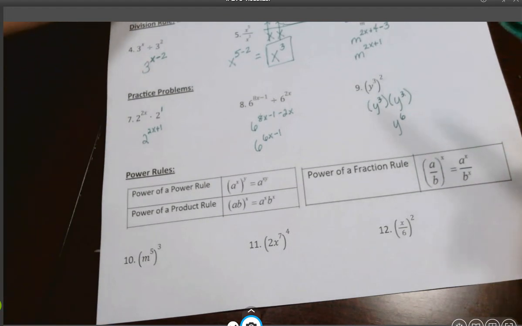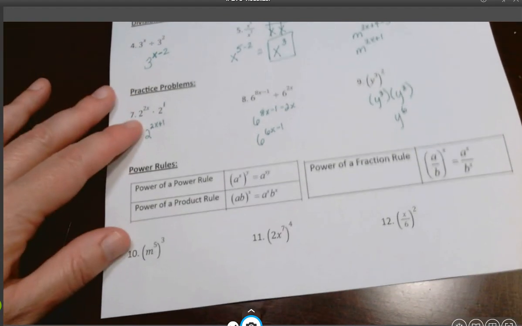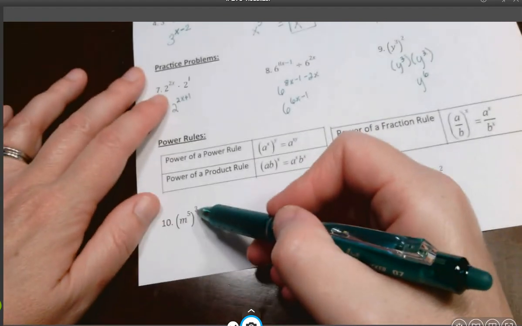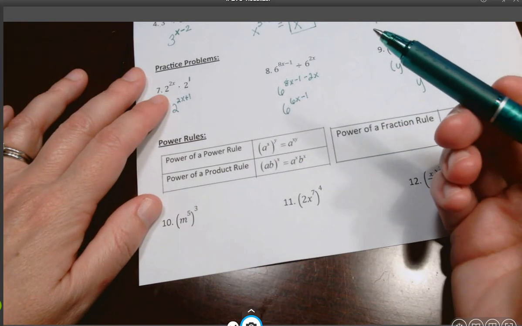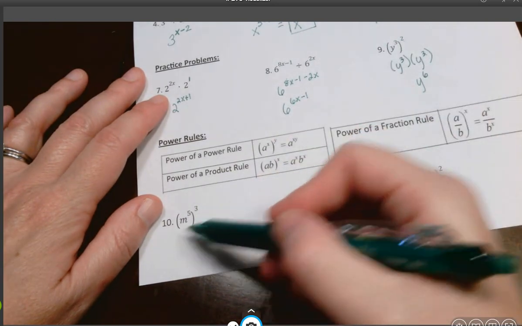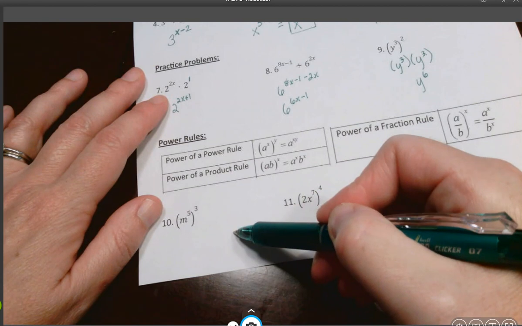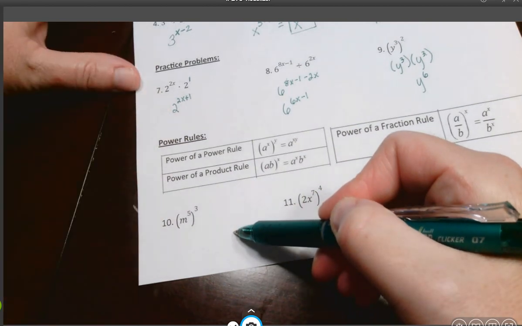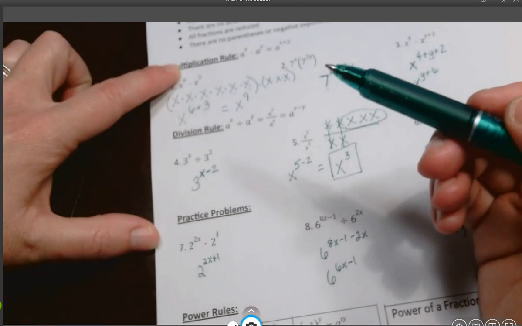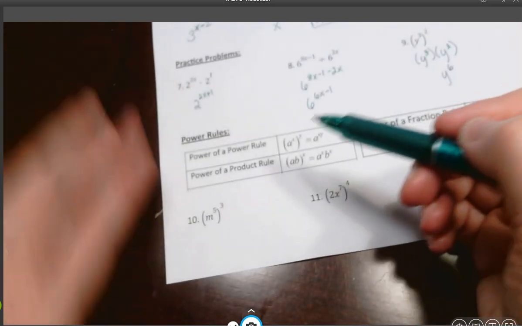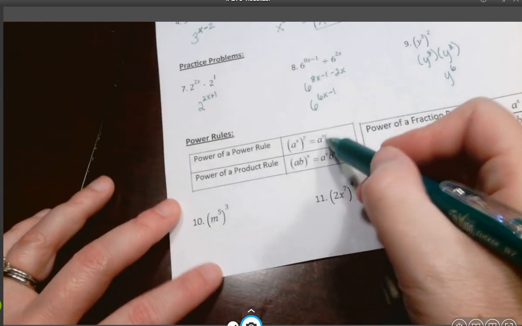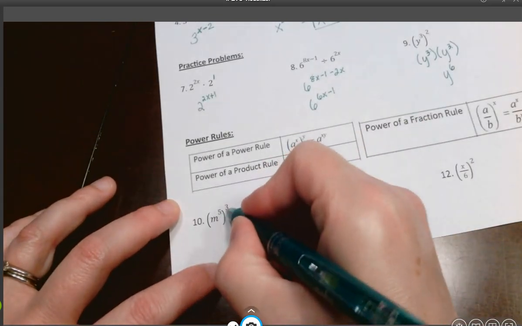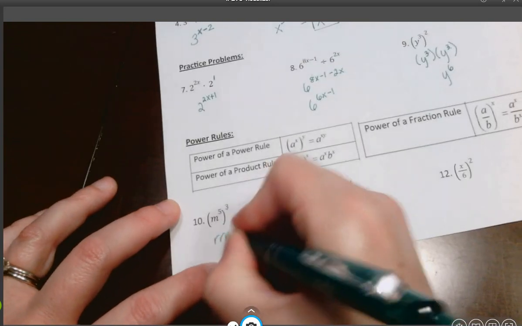All right, so again, with this problem down here, I could write this out. When I raise something to the third power, it means to multiply it 3 times. So I could write m to the 5 times m to the 5 times m to the 5 and use my multiplication rule from up here. Or I can use my brand new power rule that says to multiply the exponents. So 5 times 3 would give me 15.